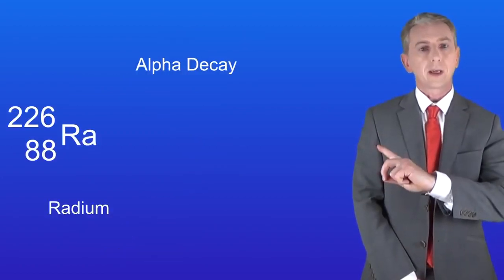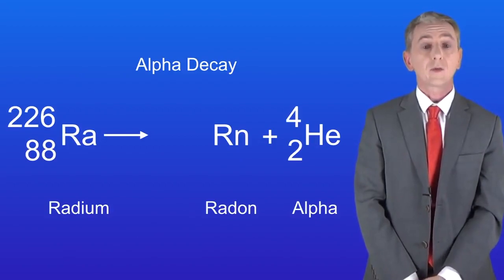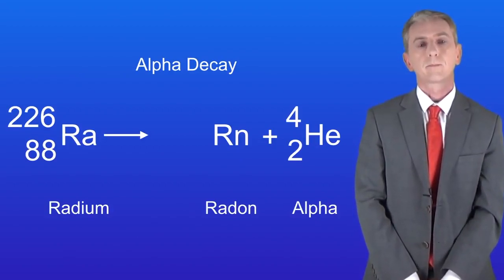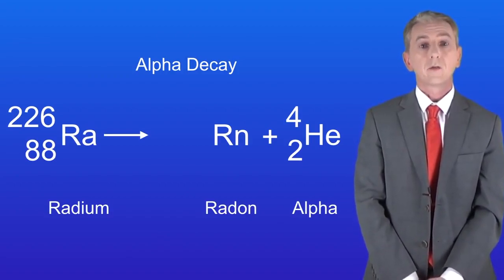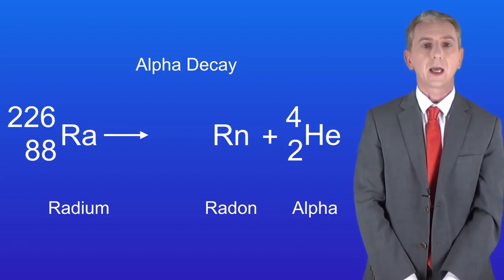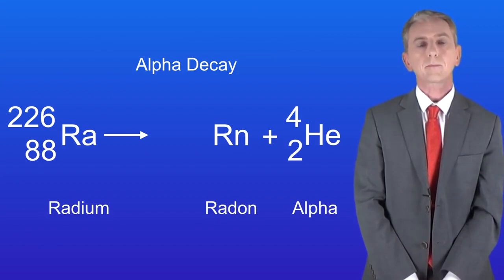Okay, so let's look now at a nuclear equation for alpha decay. This shows the element radium. Radium decays by releasing an alpha particle, and this produces the element radon. Now, you could be asked to work out the atomic number and the mass number for the element produced by alpha decay. So let's work them out for the radon that's produced here.